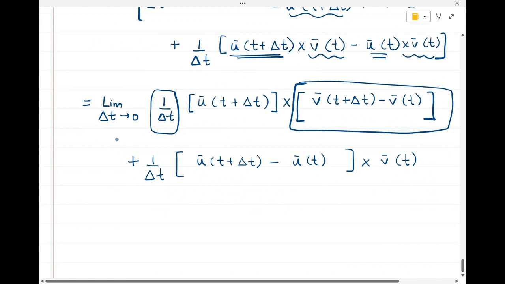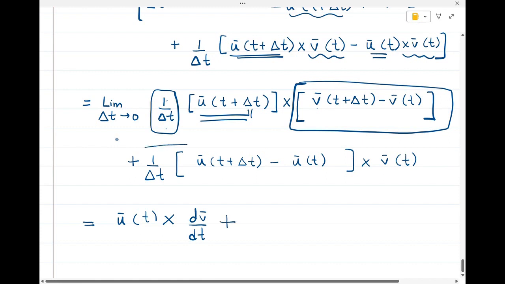And what will happen if delta t tends to 0? This term will go away. So in the next step, when I take the limit, this term will just become u bar t, for delta t tending to 0. This 1 upon delta t into v bar(t plus delta t) minus v bar(t) is nothing but the derivative of v bar.